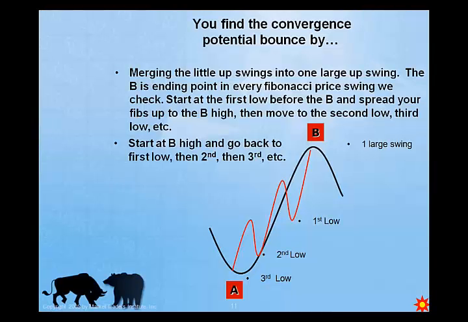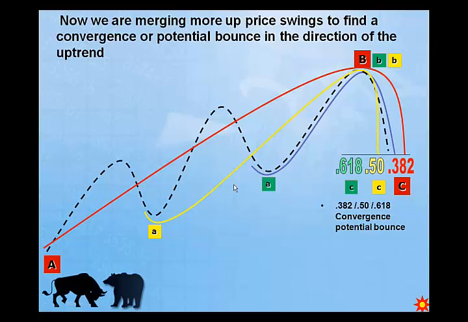Now, you could find a convergence and a potential bounce by merging these swings. We merge all the swings into one big AB, and then we find the small lows of the small A, B, C, D. These were the small A's, A, B, C, D, and then this would be the other A, which would be a low, A, B. Now, how do we do this?